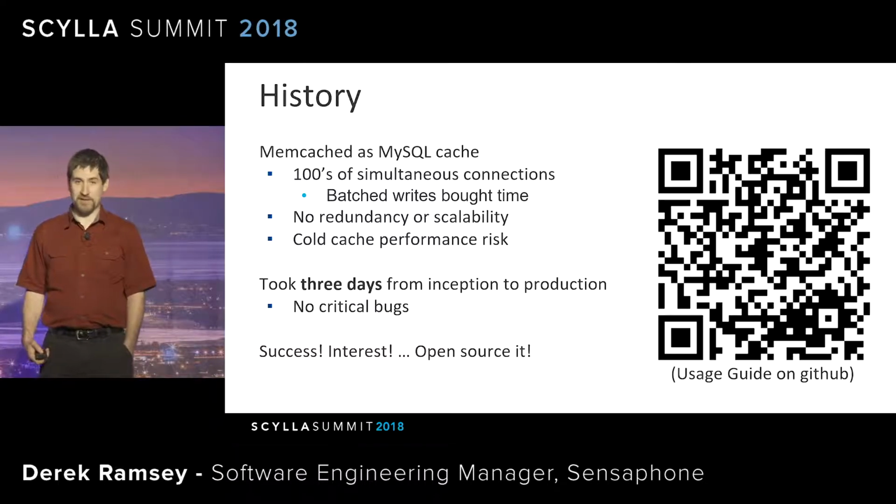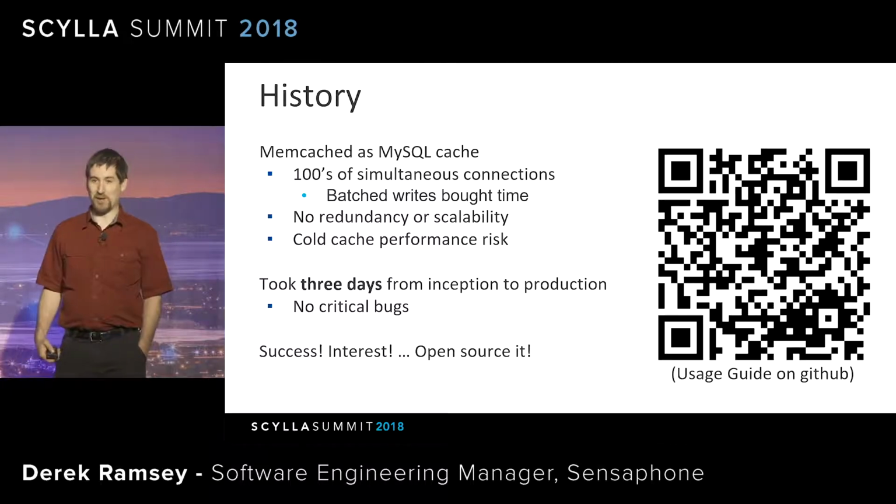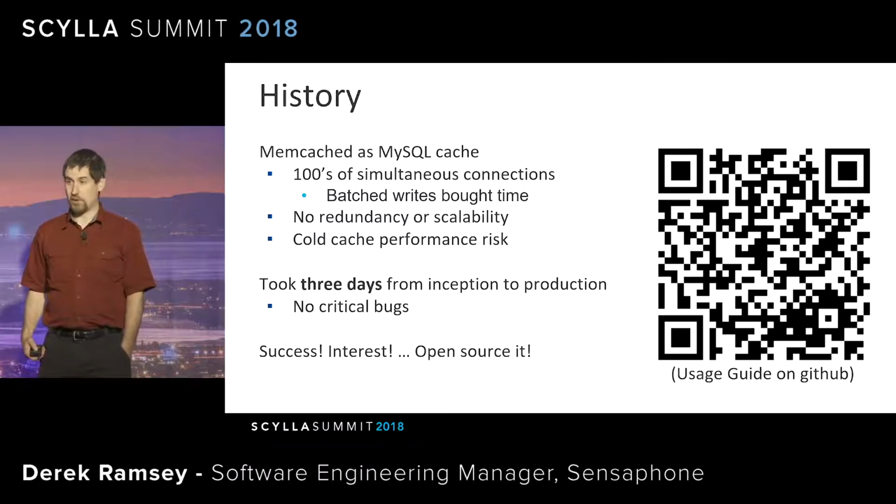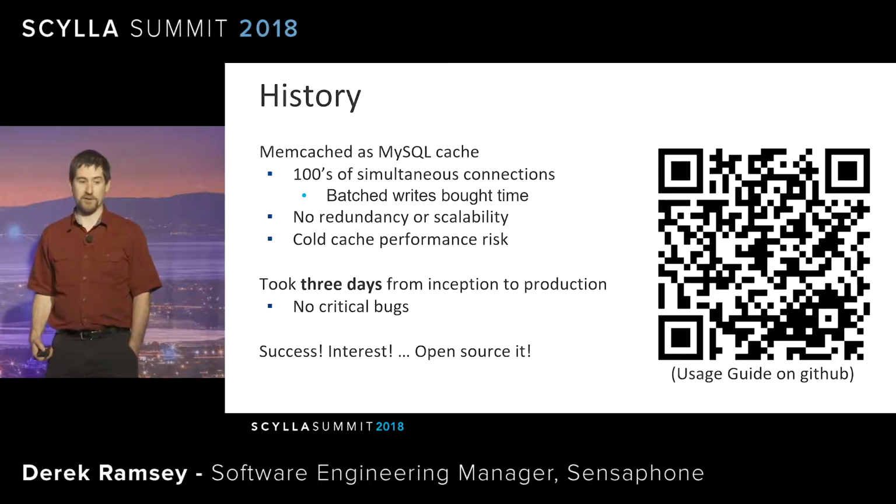The problem was we'd get these high spikes of traffic, and we grew enough that we were unable to handle the load. MySQL was working just fine, but Memcached was having trouble handling all the requests. It turns out that if you batch your writes, you can buy yourself some time, but we still had no redundancy, no scalability, and a pretty significant cold cache performance risk. So we decided to replace it.